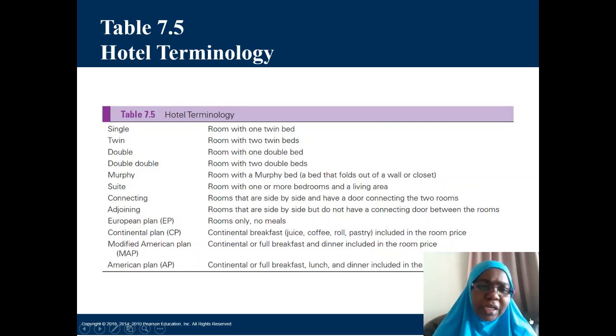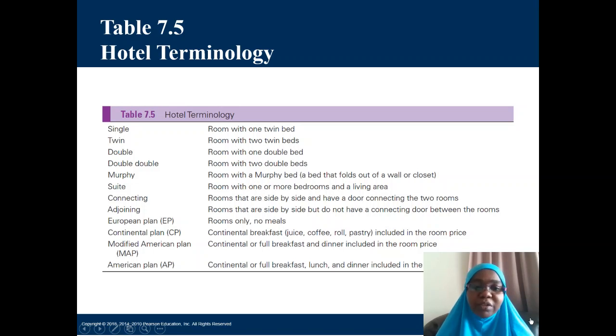So moving ahead, we also have the European plan, that's the EP. These are rooms only without meal. So when you hear about an EP, you should know that there will be no meal. The meal is not included in the lodging charges. So if you need meal, then you have to pay extra, or you go and get your own meal elsewhere. So we also have the continental plan, where they offer continental breakfast such as juice, coffee, roll, pastry, all these, and they are already included in the room price.